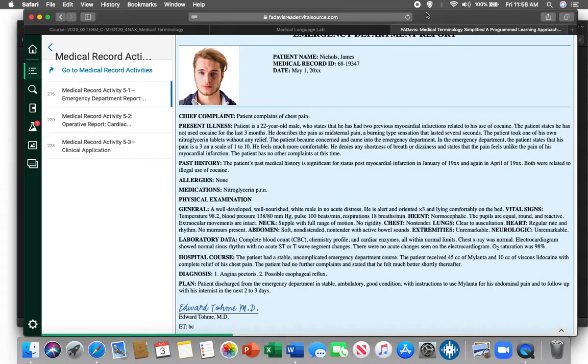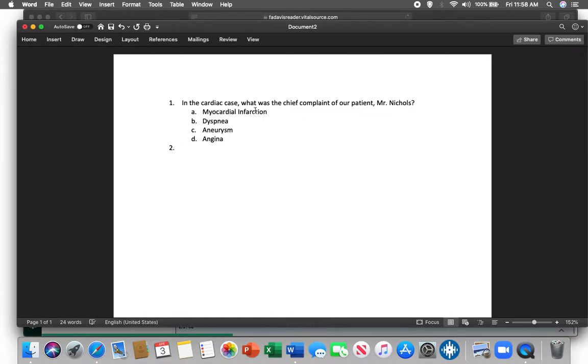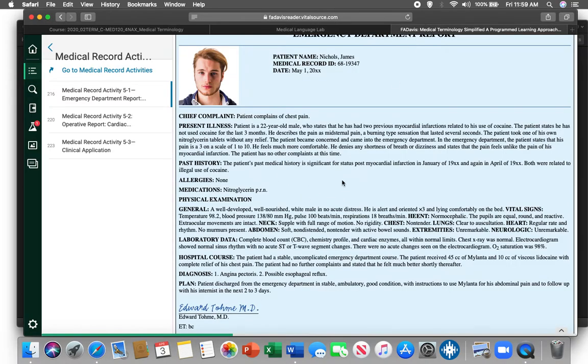If we look at the case, it's chest pain. That's the answer. That was the chief complaint. Is myocardial infarction chest pain? Nope, that's a heart attack. Is dyspnea chest pain? Nope, that's dyspnea, also known as SOB, shortness of breath. Is it an aneurysm? Nope. But angina, isn't angina chest pain secondary to some exertion? Yup. So the best answer would be angina. You can go through all of that and do things like that.